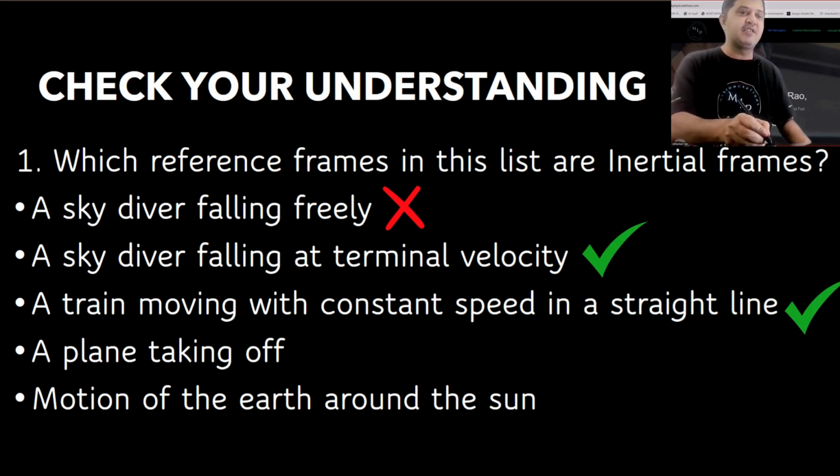A train moving at constant speed in a straight line. Constant speed in a straight line means there's no change in velocity. Constant speed means definitely this could be an inertial frame. No external net forces are acting in this case.